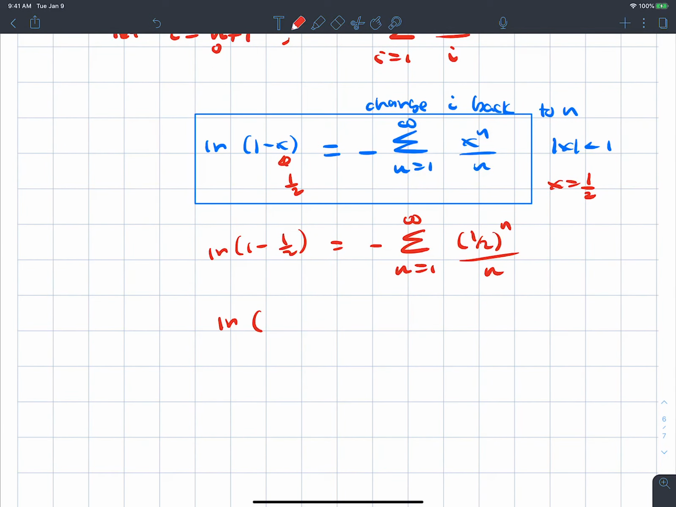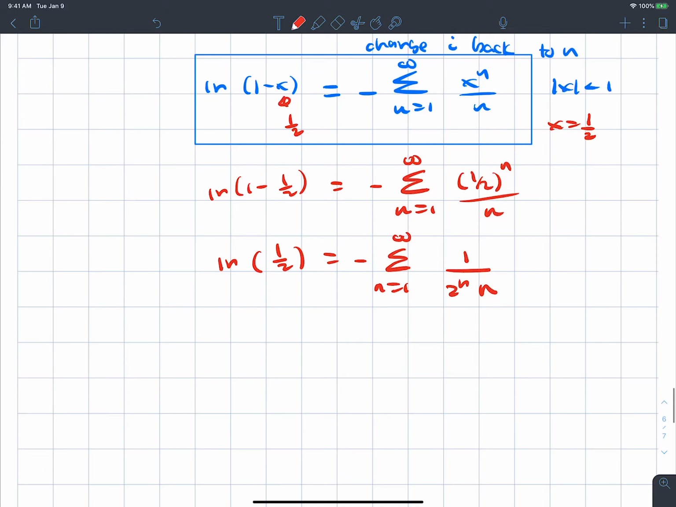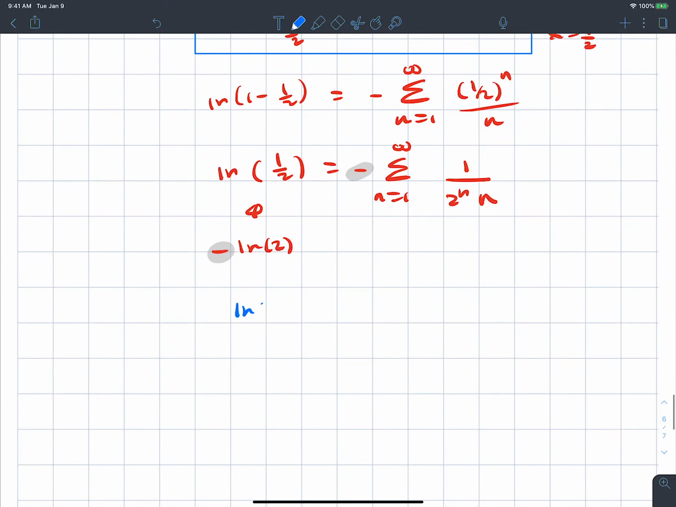And we get natural log of 1/2, which is still that minus sum from 1 to infinity. I'm going to do some algebra. This is going to give me 1 over 2 to the n times n. And for natural log of 1/2, I can describe this as minus natural log of 2. So if you have a minus sign on both sides, you can divide both sides by -1. What this means is the natural log of 2 can be described simply as a power series.